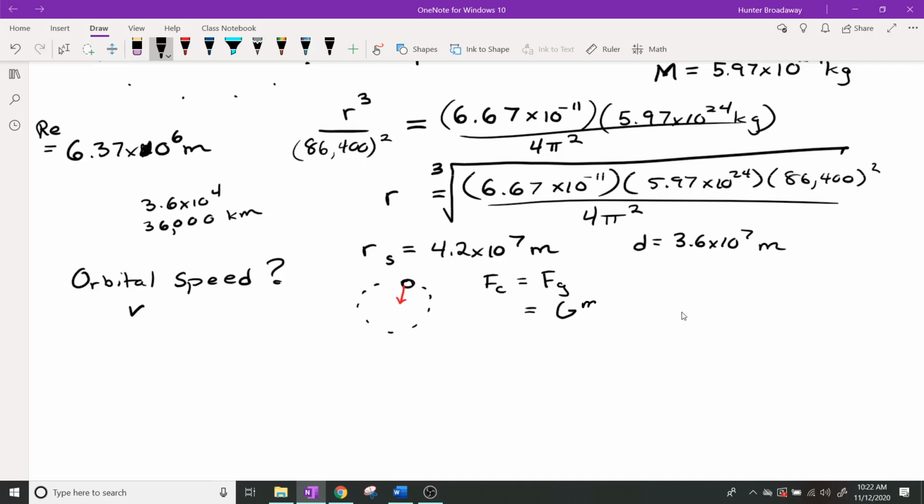So GMm over D squared. And the centripetal force is mv squared over R. Or I guess let's call it mv squared over D. How's that?